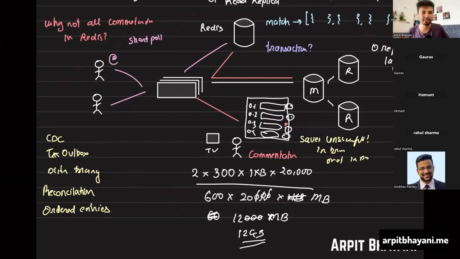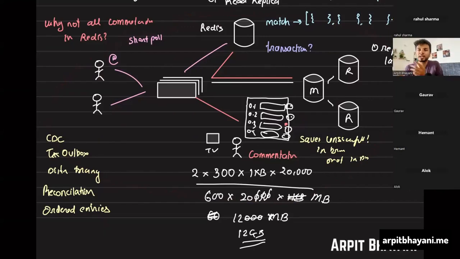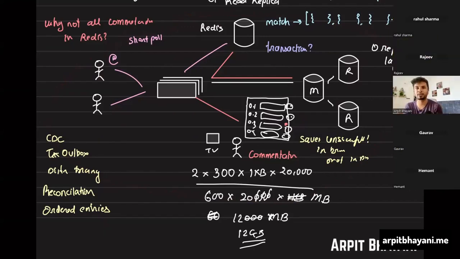Okay. Any questions on this? Yeah. Go on, Rahul. Sorry. Go on, Hemant, and then I'll put you in down. Go on, Hemant. Yeah. So initially when we discussed, we said like there are two writes.